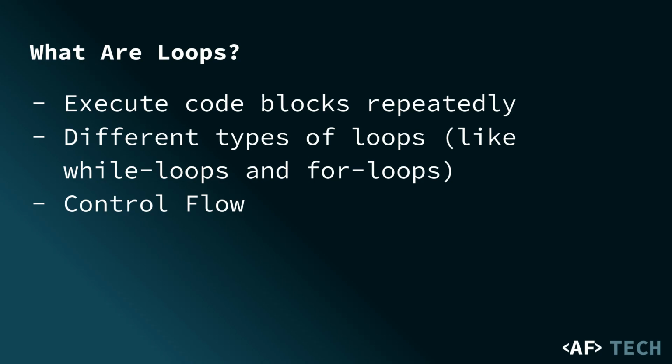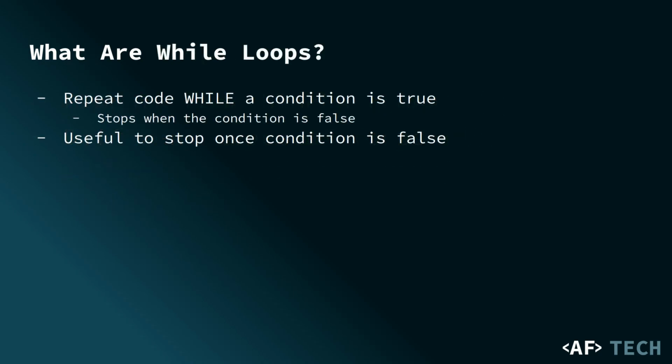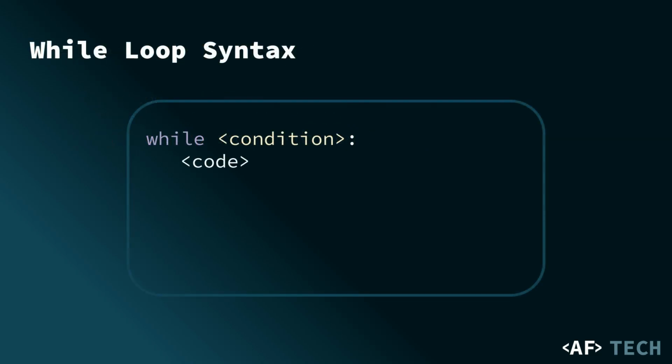Loops are also a form of control flow. So now let's talk about while loops. The while loop allows us to repeat a block of code as long as a certain condition is true. While loops are particularly useful when we want to iterate over a set of instructions until a specific condition is met. They provide flexibility and control over the flow of our program.